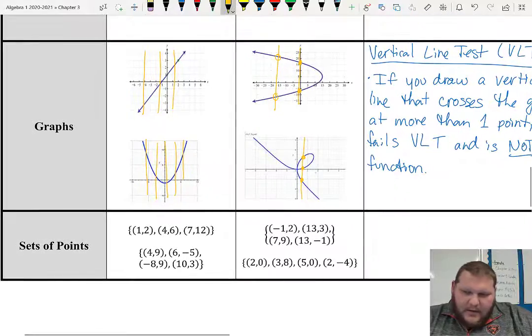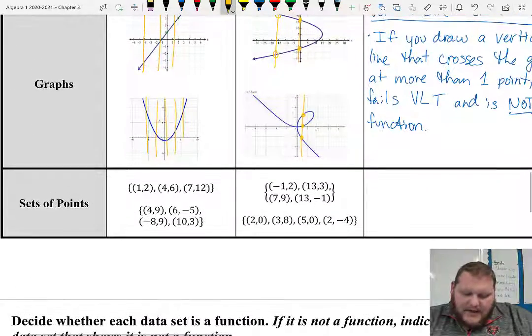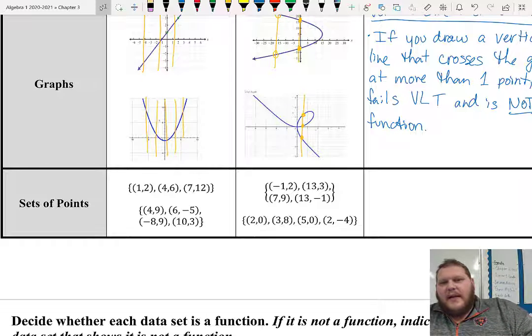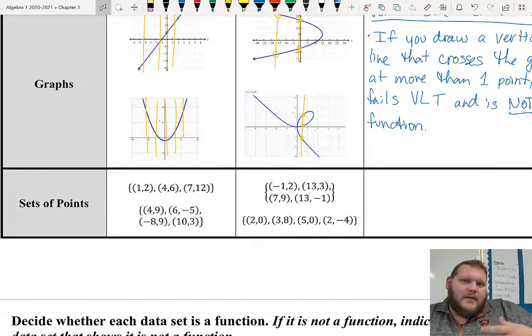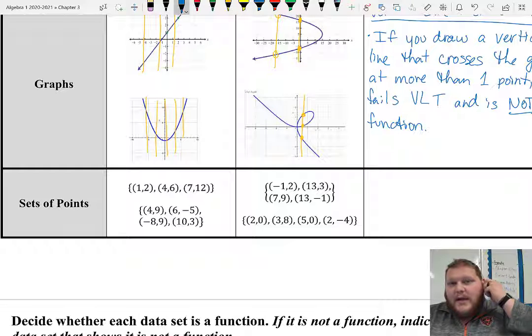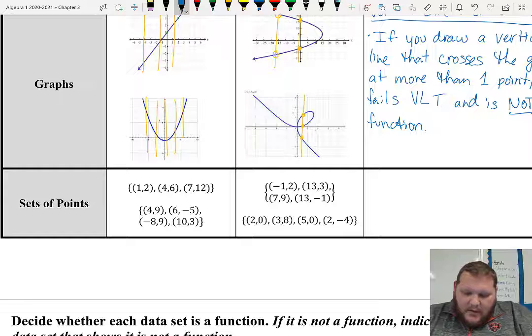Okay, for our last one, for our set of points, this one is a little more tedious and time-consuming. It's basically the same thing as my table. It's just that they're listed as coordinates instead of left and right x and y values. So you're still going to be doing the same thing. You're still looking for anywhere you have the same x value but with different y values. So it's just going to take a little bit more eye spying here for us.